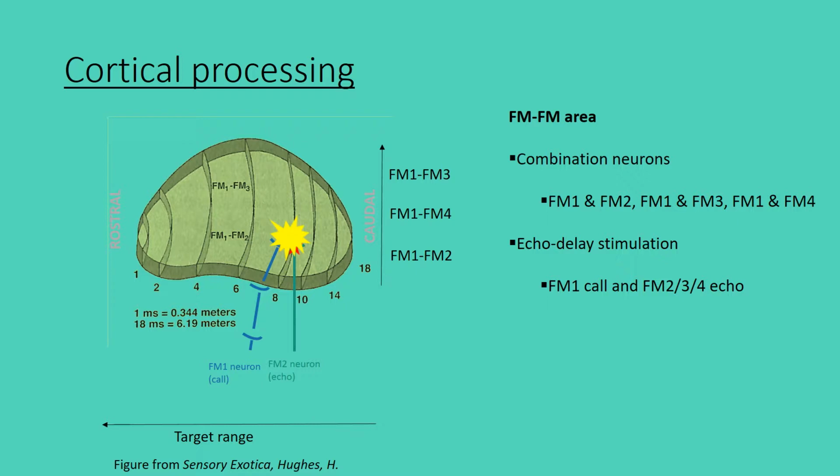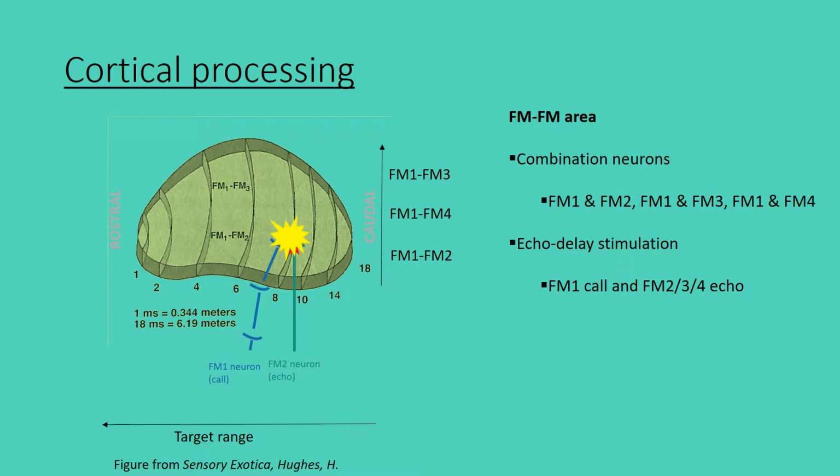The more rostral regions are for shorter echo delays, whereas larger distances are more caudal. So, if there is a large call echo delay indicating a greater target range, the FM-FM combination neurons that are more caudal are activated. As a bat closes in on its prey, the activity moves caudal to rostral along the FM-FM area, and when the target range is small, the most rostral FM-FM combination neurons are active. For reasons explained later, the y-axis also represents slightly different frequencies of FM1.